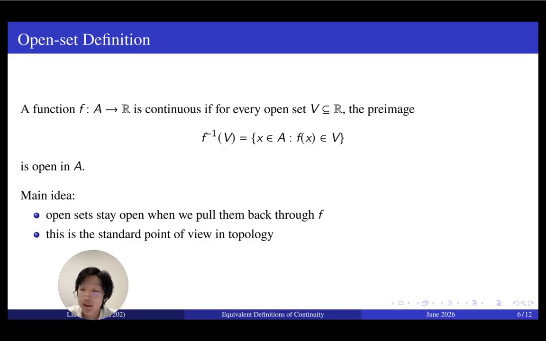Next is the open set definition. A function is continuous if for every open set V in the real numbers, the pre-image of V is open in A. In other words, open sets stay open when we pull them back through the function. This is an important viewpoint in topology. It is more abstract than epsilon delta because it focuses on sets instead of distance.